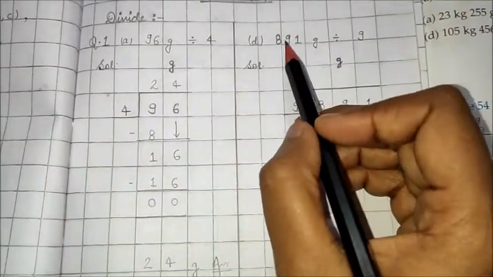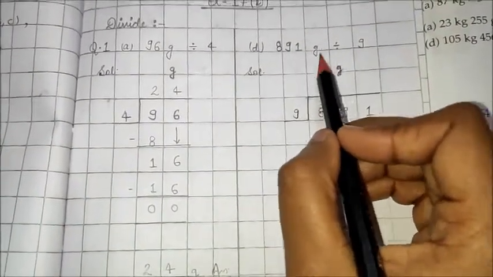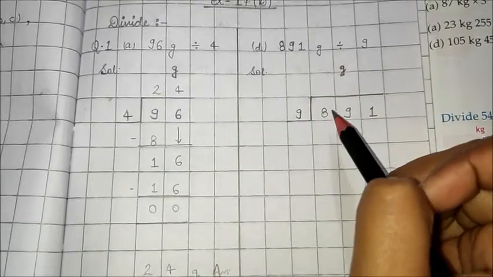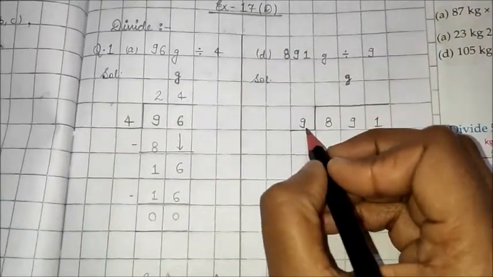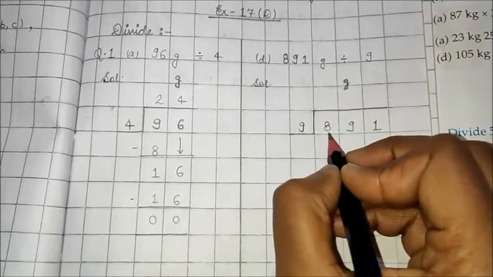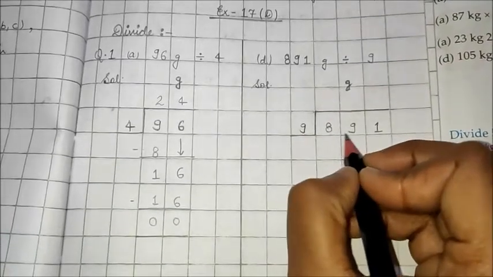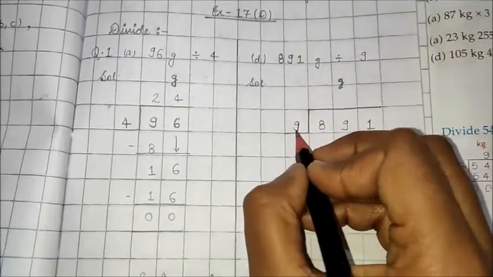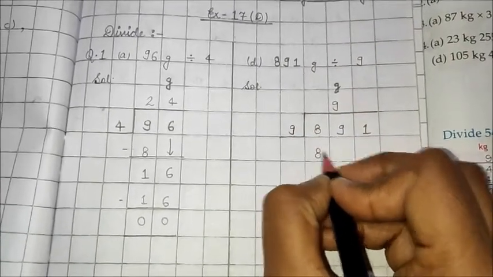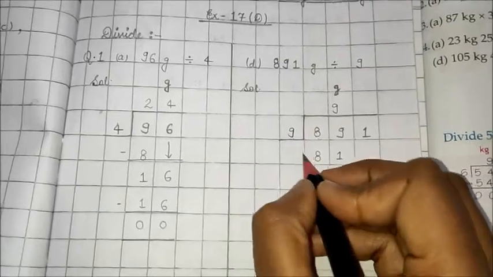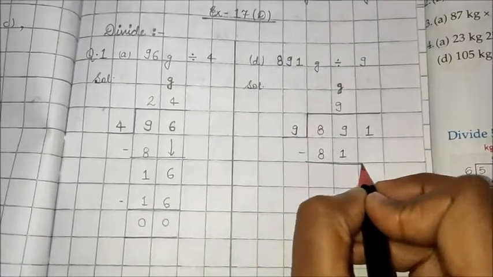Next is 891 gram divided by 9. So again you are going to write like this. Then in the table of 9, 8 never comes, 8 इससे छोटा है, so we'll take this 89 and 9 की टेबल में 9 टाइम्स क्या आता है, 81. So we are going to take this 81 and then subtract.